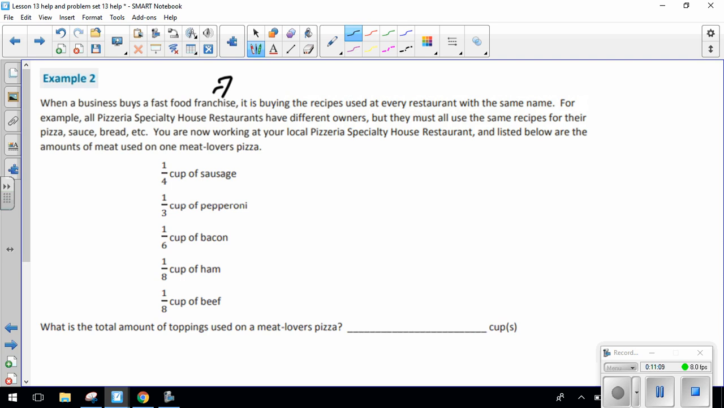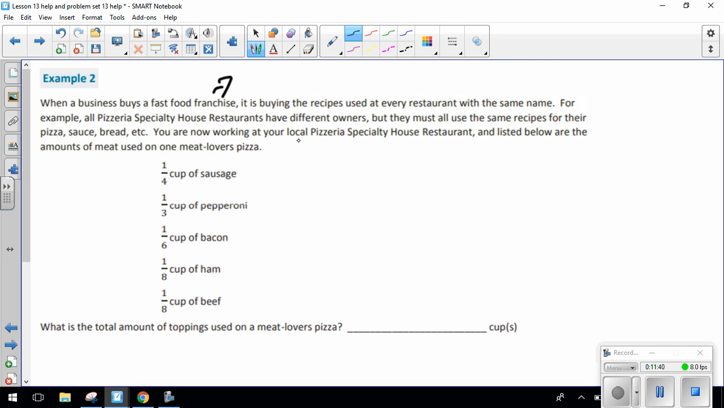Dunks, anything like that, they're all considered franchise, but they have to follow the specific recipes. So whether you go to a Dunkin' Donuts in New Jersey or a Dunkin' Donuts in California, the item that you're purchasing tastes exactly the same. So, for example, all pizzeria specialty house restaurants have different owners, but they all must use the same recipe for their pizza, sauce, bread, etc.